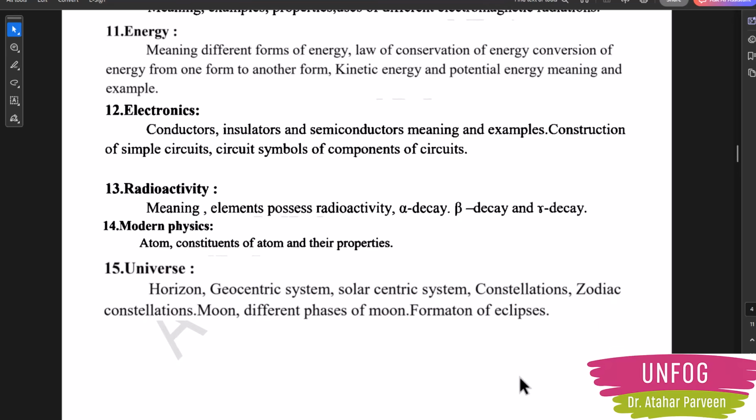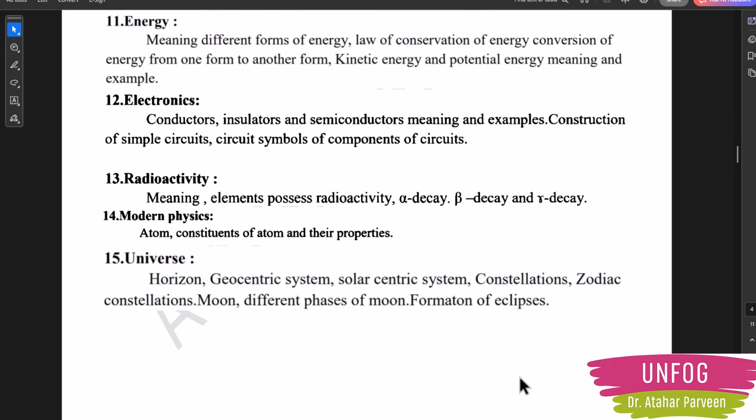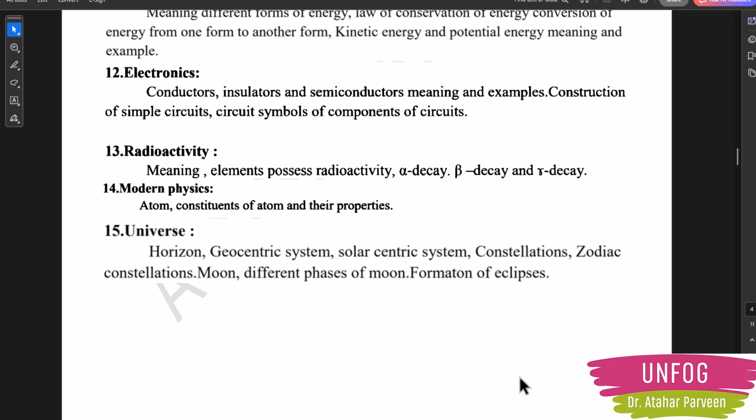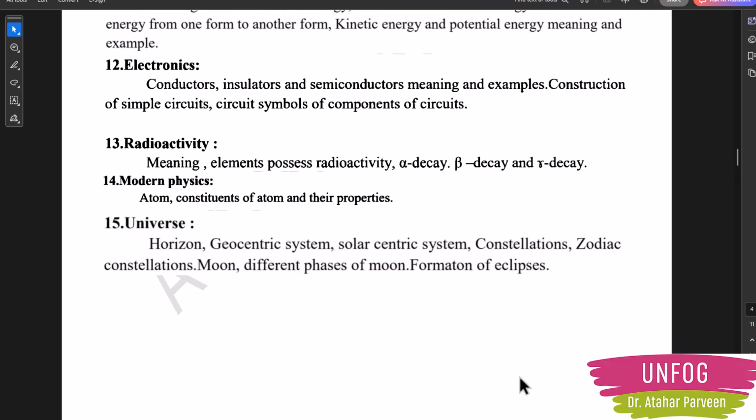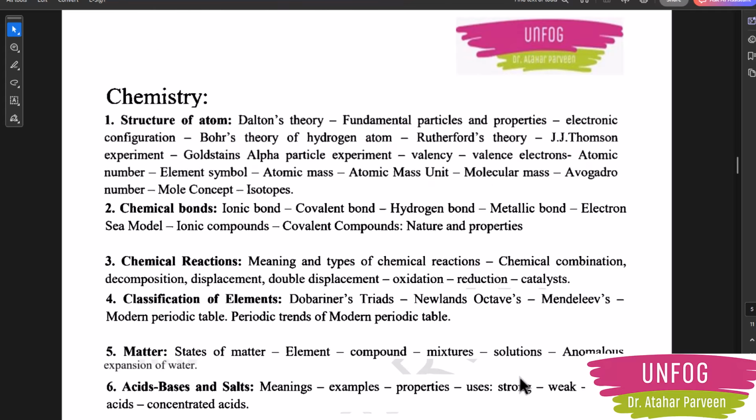Then we have radioactivity. What is the meaning of radioactivity? What are the elements of the periodic table which show radioactivity? What is alpha decay, beta decay, gamma decay, all that. Then in modern physics, we have atoms, which have electrons and they have orbitals and shells. All that we'll study.